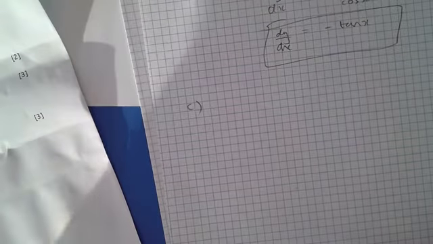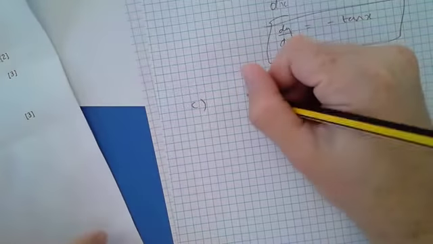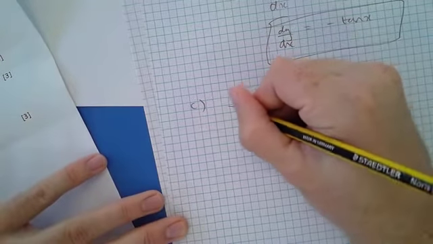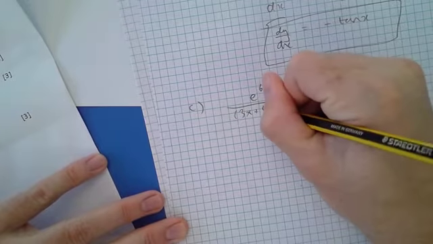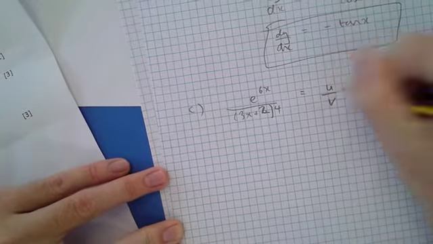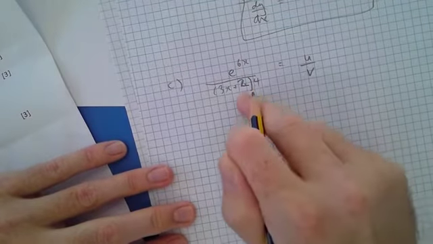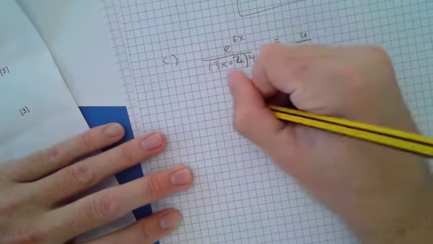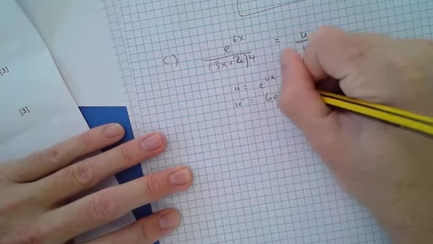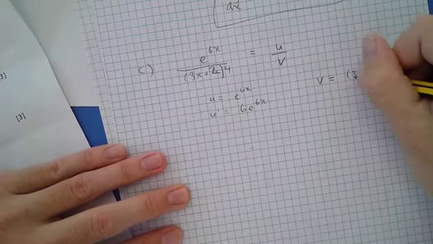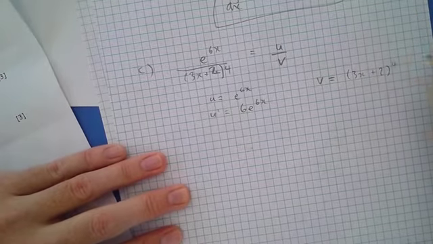Okay, last one is a bit of a pig of a question to finish on. We've got e to the 6x all over, it's got the chain rule chucked in. This is a really hard question. Okay, so this is u over v, something with x over something with x. So u is equal to e to the 6x. u dash is equal to 6e to the 6x. v is equal to (3x plus 2) to the power of 4.